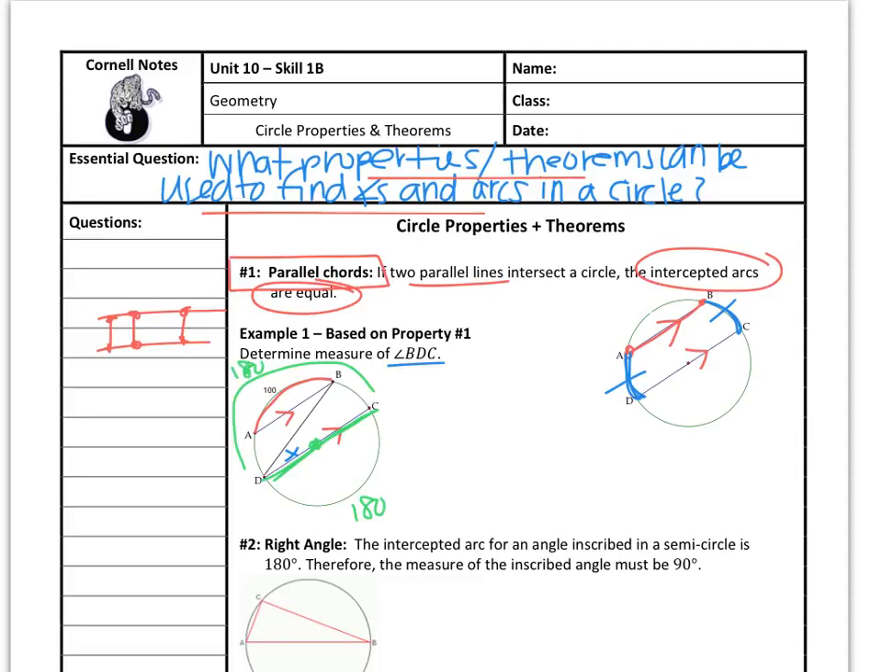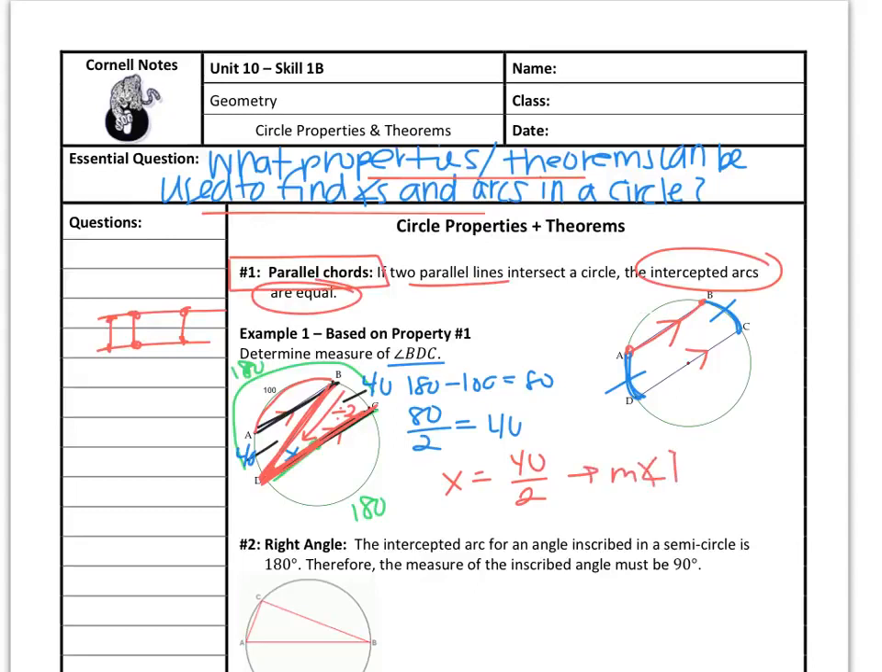So I'm going to do a little bit of math and recall that now that these chords are parallel, the arcs between them that were intercepted are congruent. So I'm going to do 180 take away 100, and that gives me 80. But then I know that 80 has to be split up evenly into two parts to get those two equal arcs, so 40 and 40. And of course my goal here is to find this angle X. X is an inscribed angle, so taking you back to the last skill, with an inscribed angle you have to divide by 2 to go inside. So X equals 40 over 2, which means that the measure of angle BDC equals 20 degrees.